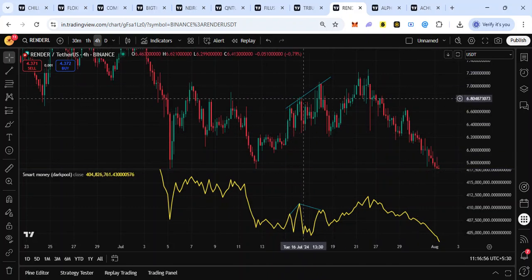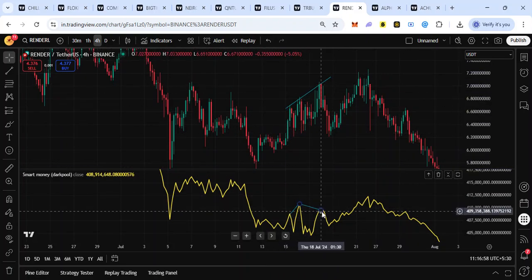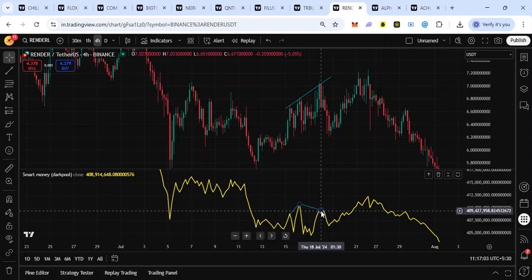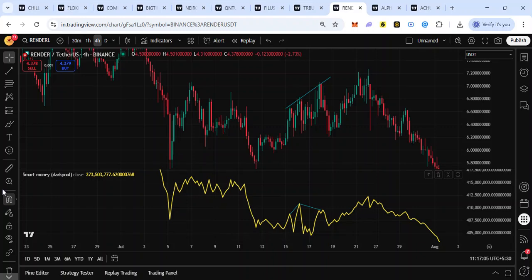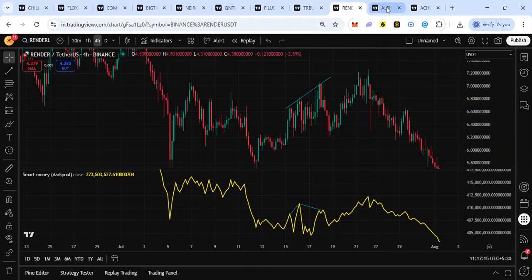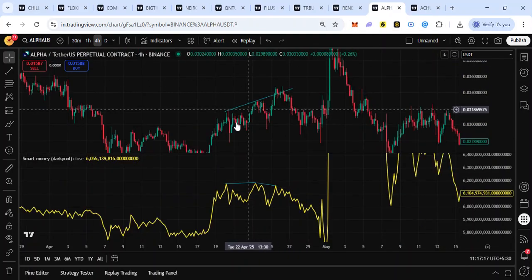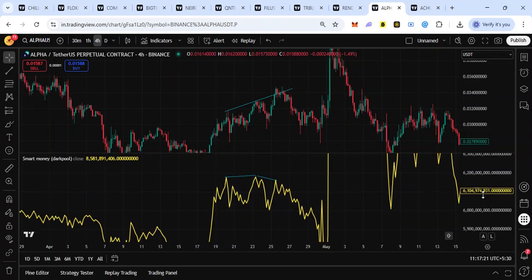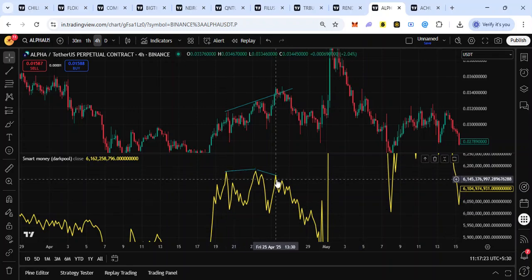But when you see something like this happening, this is very weird, that the retailers are pumping higher highs, but the smart money is not interested. So you will clearly see a very good dump of almost 10%. If you're even catching 5% with a leverage of 10x, that is almost 15%. Another example, Alpha USDT, the same thing. The retailers are pumping and the smart money is not interested.